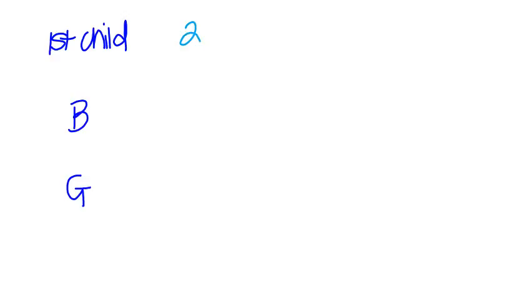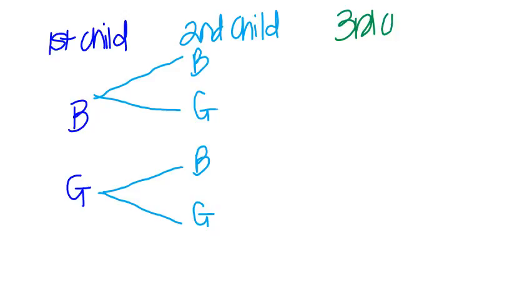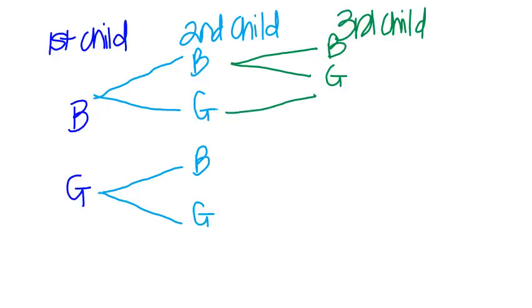And then they have their second child. Say you have a boy first. That means that the second time could either be a boy or a girl again. Or if they had a girl first, you could have a boy or a girl again. Then there's the third child. Say you had a boy first, then a boy second, then the third time you could have a boy or a girl. Then say maybe you had a boy, then a girl, then the chances for the third child would be a boy or a girl again.